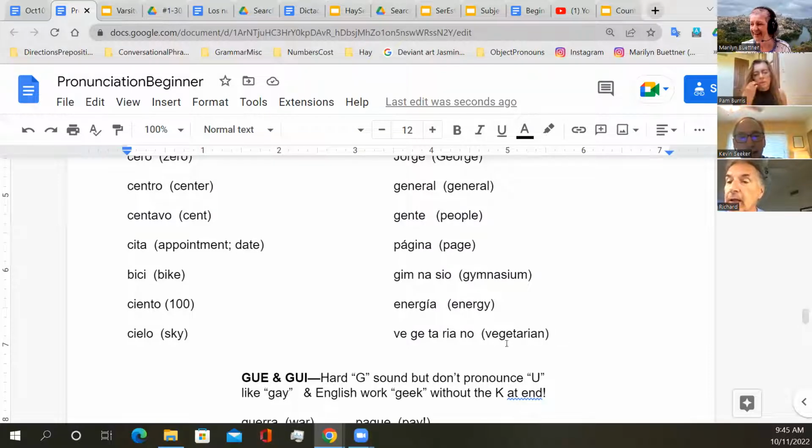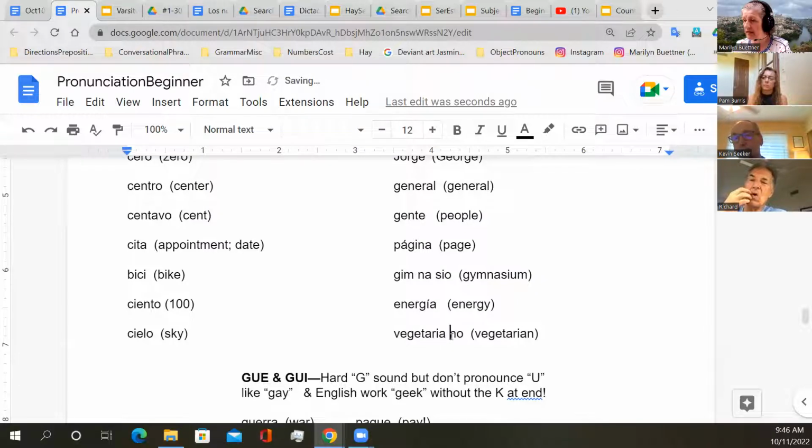Vegetariano. And notice this ria, no accent mark, so that ya slides together. So it becomes ve, ge, ta, ria, no. Vegetariano. Okay, bien. Vegetariano. Okay, vale. So we've got our j examples. We've got our g examples.